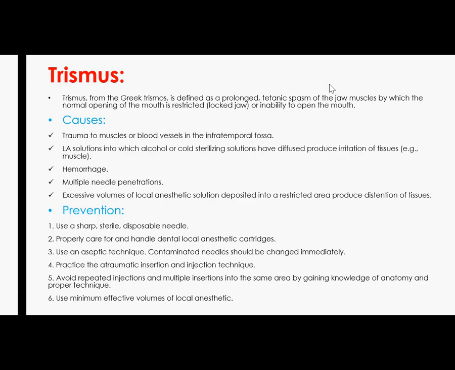This is how you do an atraumatic technique: you have to insert the needle into the tissue at a perpendicular angle. If this is the tissue, you have to make sure that it is entering the tissue at around a 90-degree angulation. This way you have a precise needle insertion or injection without much pain.